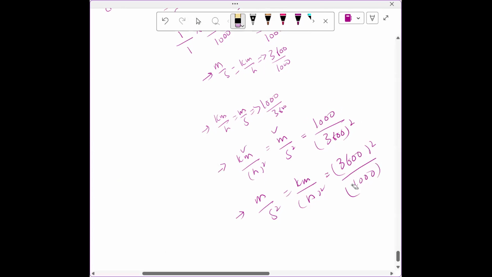Since they have taken the square of time only, so we take the square of the time factor, and nothing else. Okay.